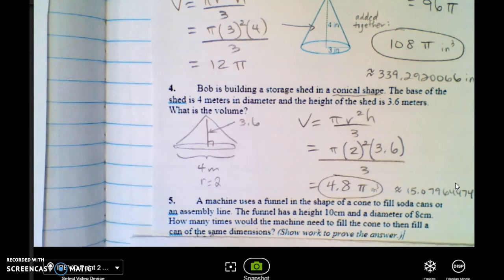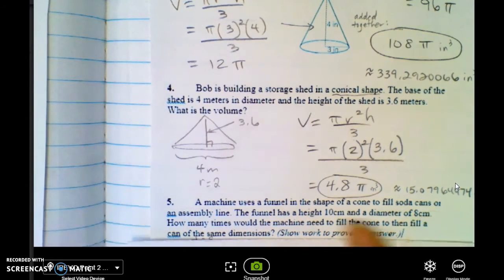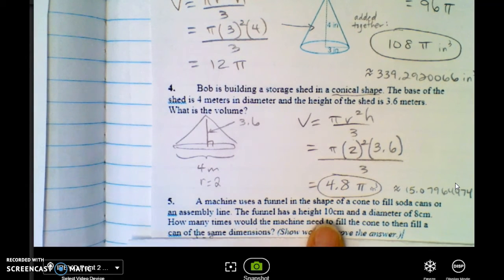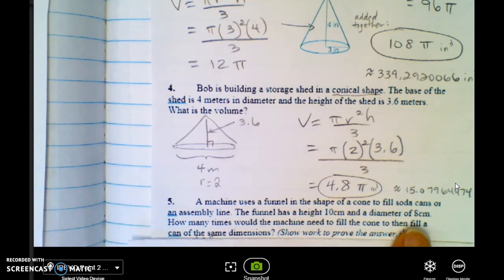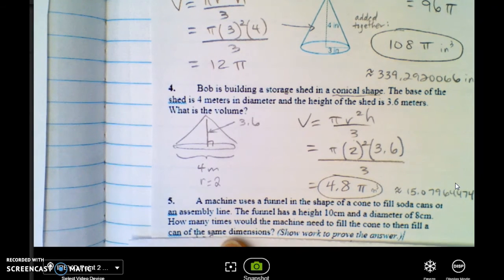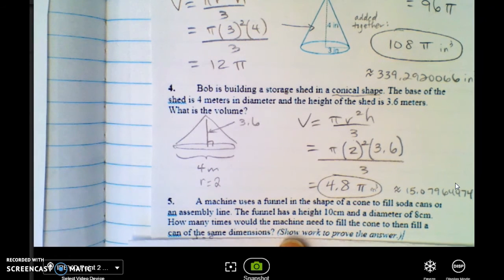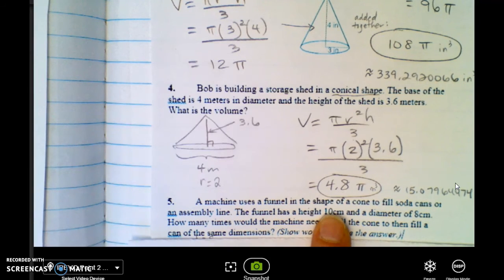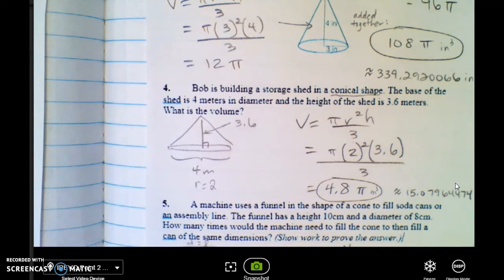Now, this last question sort of is a composite volume question. It talks about a machine using a funnel to fill soda cans on an assembly line. The funnel has a height of 10 and a diameter of 8. They want to know how many times the machine needs to fill a cone and then fill a can that has the same dimensions. So our cone has got to have a height of 10 and a diameter of 8, and so does our can.